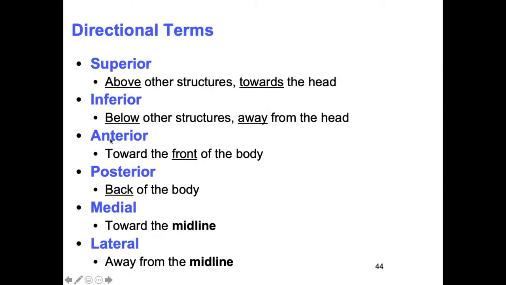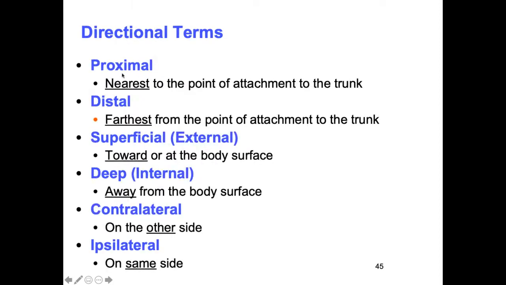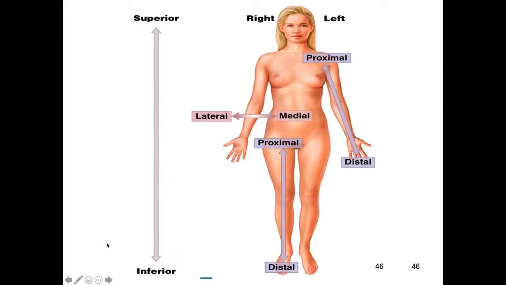Some more terms to be familiar with. Superior and inferior are opposites. Anterior and posterior are opposites. Medial and lateral are opposites. Let me show you these in pictures because it's easier. Proximal and distal are opposites. Superficial and deep are opposites. Contralateral and ipsilateral are opposites. Again, easier to show these on pictures.